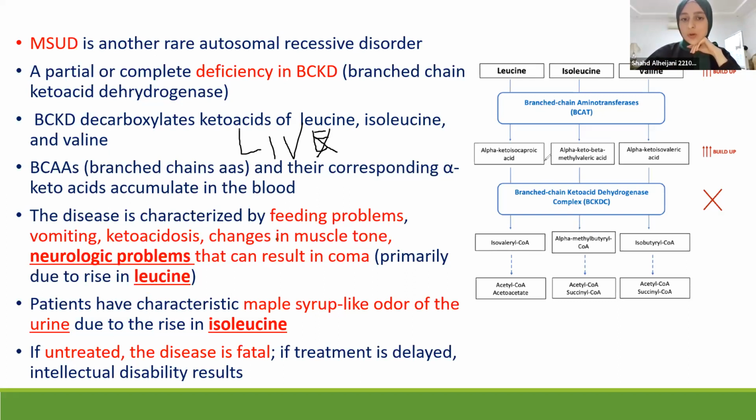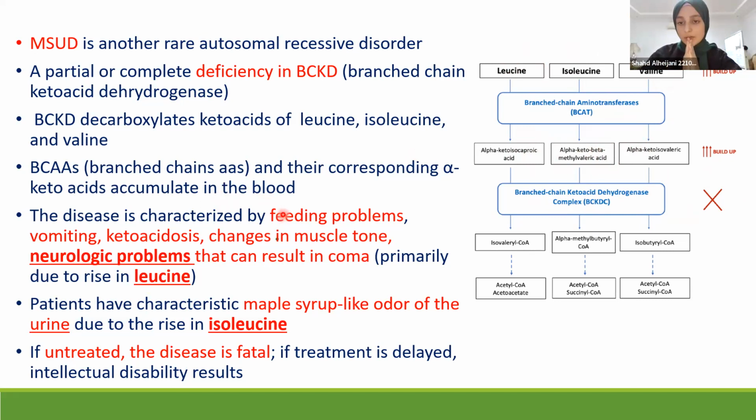They will be converted into alpha keto acids. Alpha keto acids, using branched chain keto acid dehydrogenase, would be converted into other products. So if this is not working, wait, let's use the laser pointer. Okay, so if this is not working, everything behind it will start building up. And hence, these branched chain amino acids, leucine, isoleucine, and valine will build up. And the alpha keto acids will start building up too and accumulate in the blood.